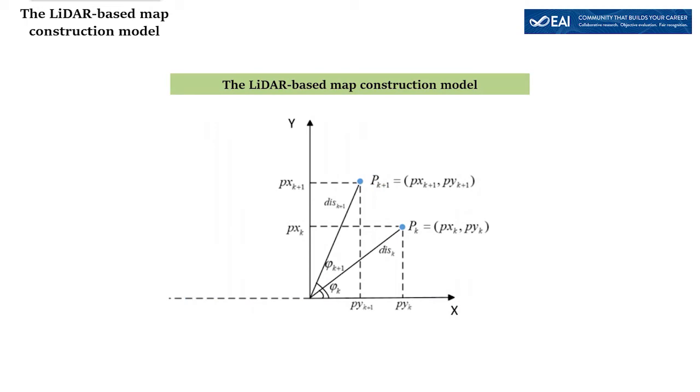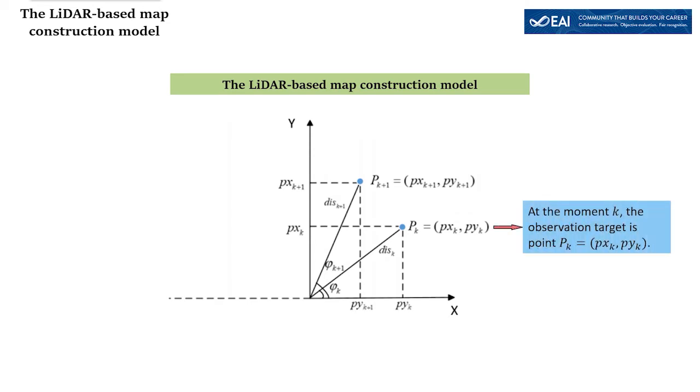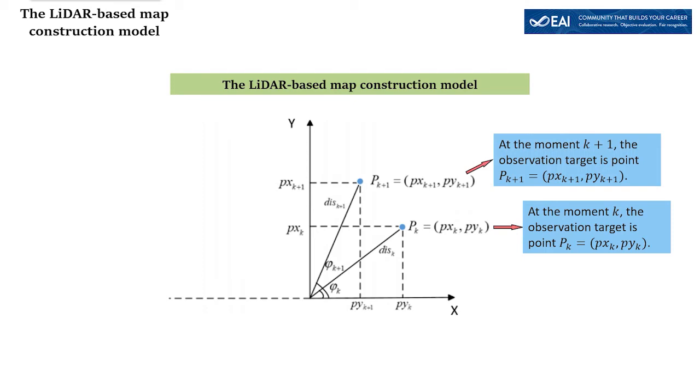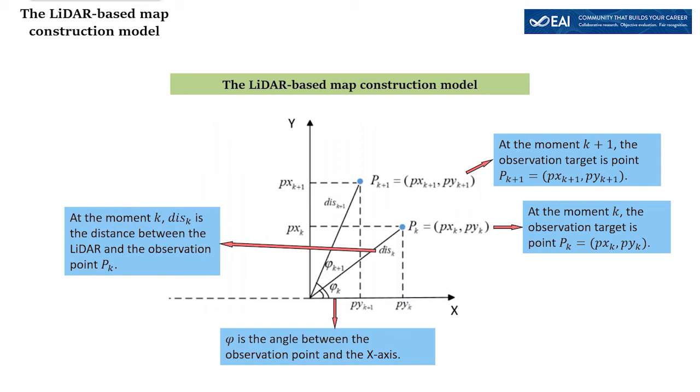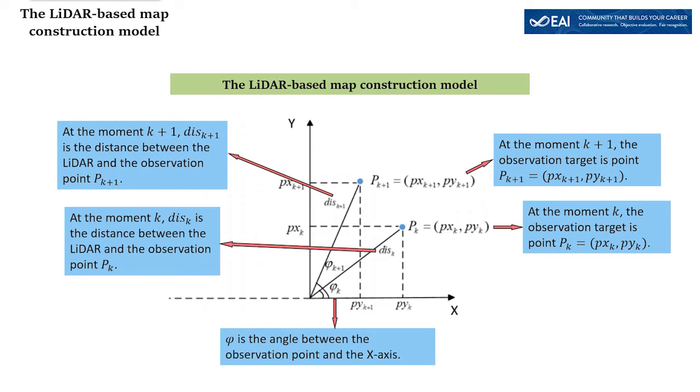The LiDAR-based map construction model. LiDAR is located at the origin of the coordinate system. At the moment k, the observation target is point Pk. At the moment k plus 1, the observation target is point Pk+1. Phi is the angle between the observation point and the x-axis. At the moment k, this is the distance between the LiDAR and the observation point Pk. At the moment k plus 1, this is the distance between the LiDAR and the observation point Pk+1.